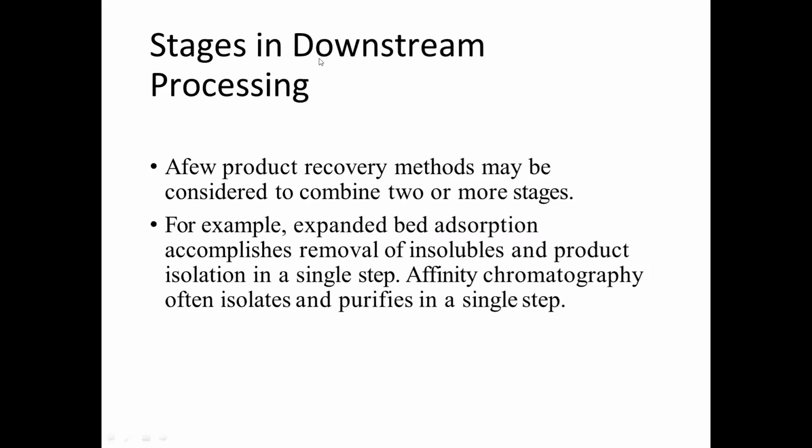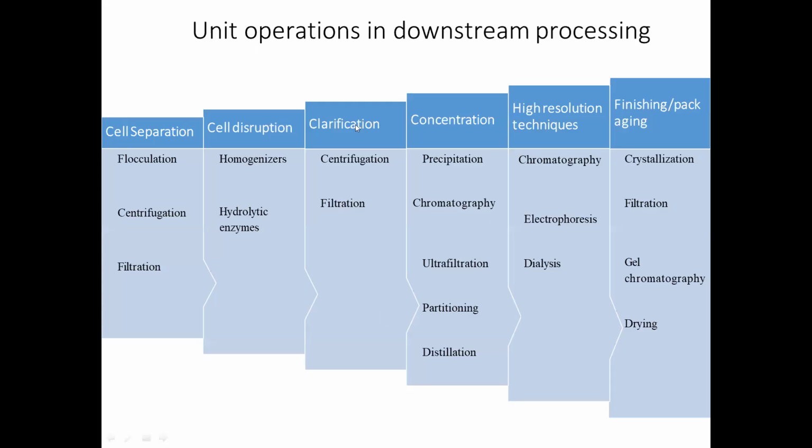Downstream processing is nothing but your separation technique. Okay, another name for downstream processing is separation techniques. And this is the overview of all the unit operations that are involved in downstream processing. For cell separation, you can go with flocculation, centrifugation, or filtration. If you are going for cell disruption, मतलब उसे break करना, then you can go for homogenizers, then hydrolytic enzymes.